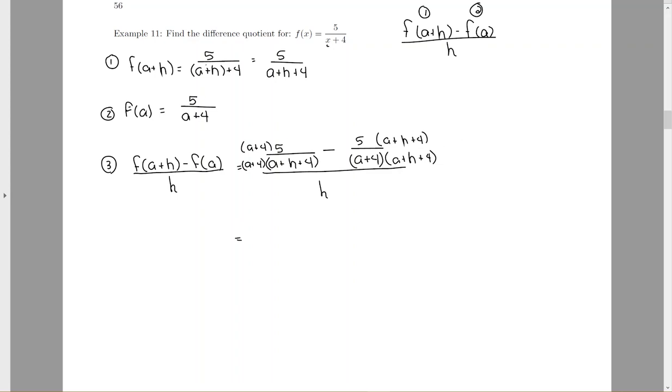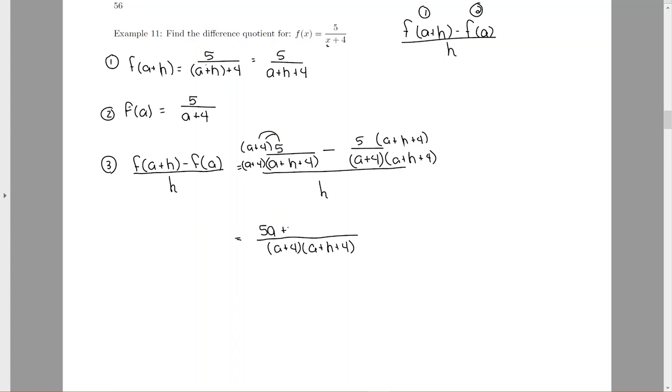Right, so we now have a common denominator of a plus 4 times the a plus h plus 4. We just bring that one denominator along. On top, we're going to multiply by the 5. Notice there's no addition sign in between here, so that is multiplication.